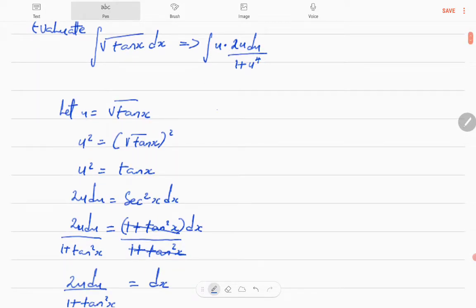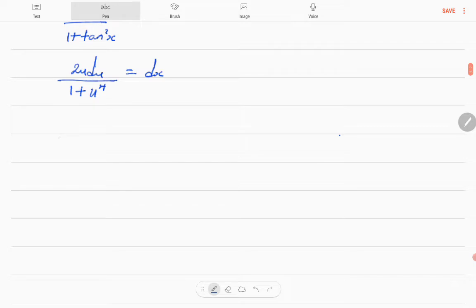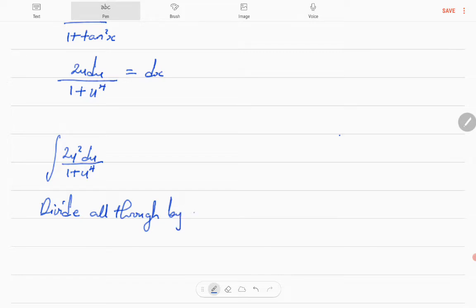And of course, when I multiply, I'm going to have the integral of 2u squared du divided by 1 plus u to the power of 4. So I'm going to bring it down here. Now dividing all through by u squared.